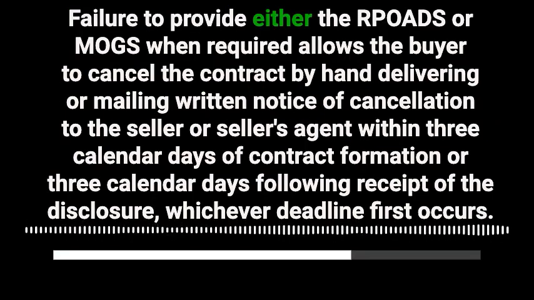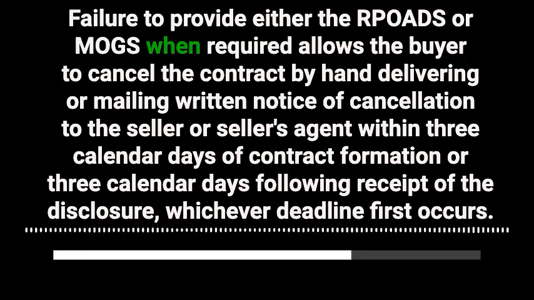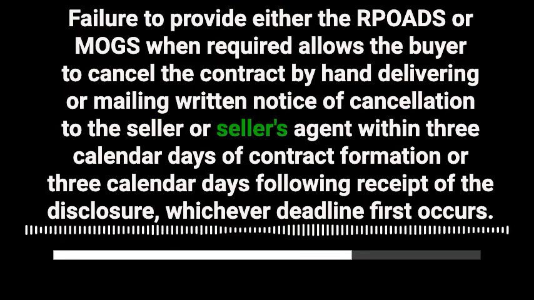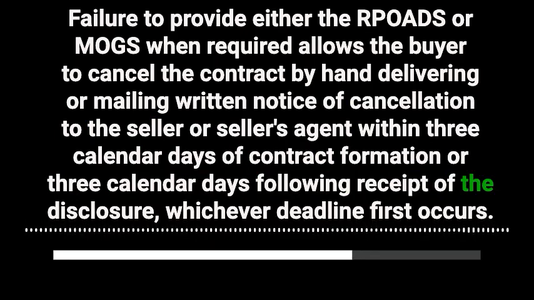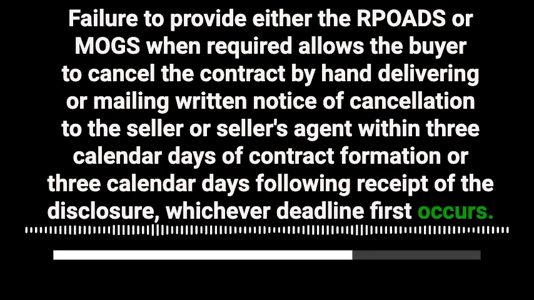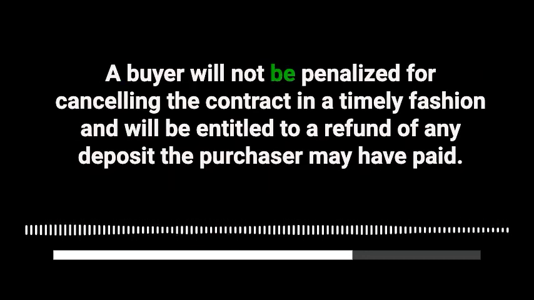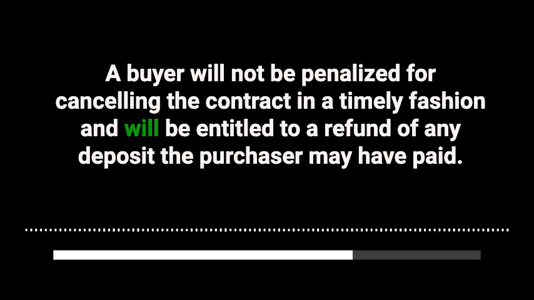Failure to provide either the RPO-ADS or MODS when required allows the buyer to cancel the contract by hand delivering or mailing written notice of cancellation to the seller or seller's agent within 3 calendar days of contract formation or 3 calendar days following receipt of the disclosure, whichever deadline first occurs. A buyer will not be penalized for canceling the contract in a timely fashion and will be entitled to a refund of any deposit the purchaser may have paid.